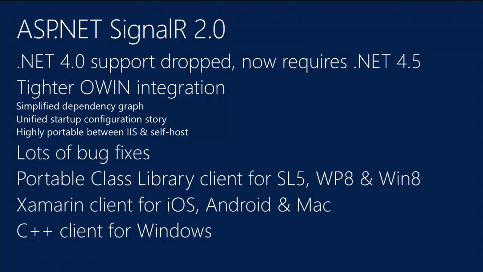Portable class library client for Silverlight 5, Windows Phone 8, and Win 8. Xamarin client, which is huge. If you're doing mobile development on iOS, building native apps on iOS, Android, or Mac, you can now do so using C#, using the Xamarin suite of products, and we have a Xamarin client ready in 2.0. And a C++ client for those doing native development on Windows. We do have a future view to even enabling C++ for embedded devices, but that's post 2.0, because a lot of people have asked me that every time I talk about SignalR. It is on the roadmap.